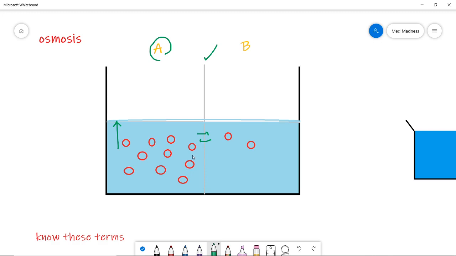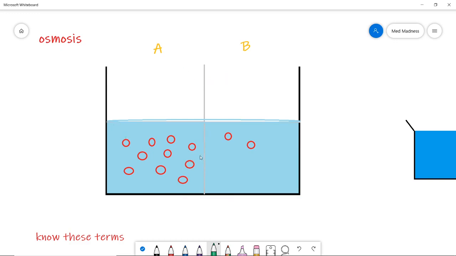Now, the most important point. The difference in osmolarity between these compartments will create a pressure and move the fluid. In which direction? Side B has decreased osmolarity and increased water concentration. Why increased water concentration? Because we have decreased solutes. Side A has increased osmolarity and decreased water concentration. Now, the water moves from increased water concentration to decreased water concentration, that is from side B to A.